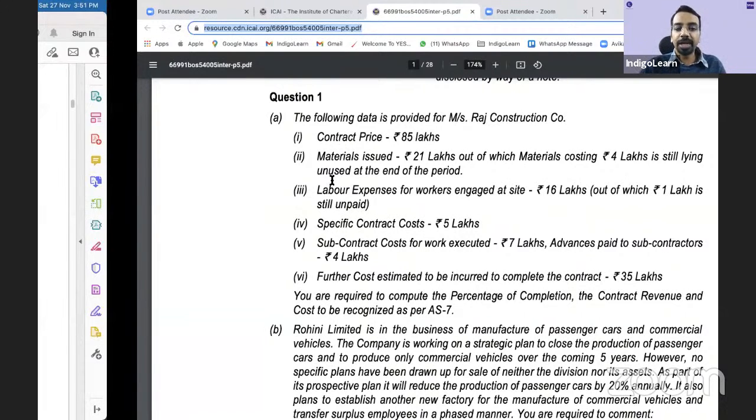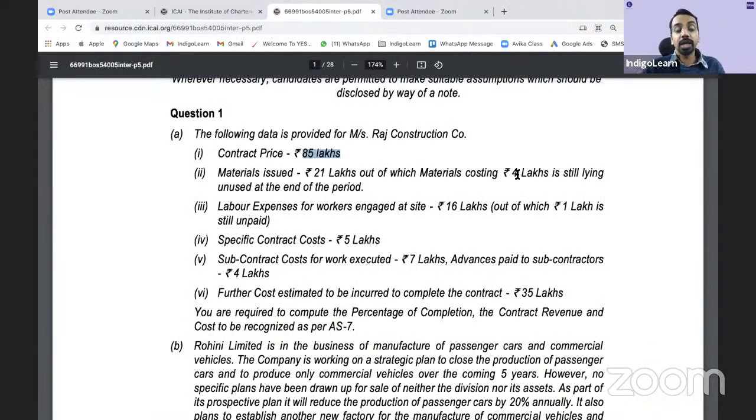Material issued 21 lakhs, out of which material costing 4 lakhs is still lying unused. Meaning to say, you have issued material of 21 lakhs, 4 lakhs is still unused, which means how much is the material used? The material used is 17 lakhs. Keep your head cool. If you keep your head cool, you'll be able to get this information easily.